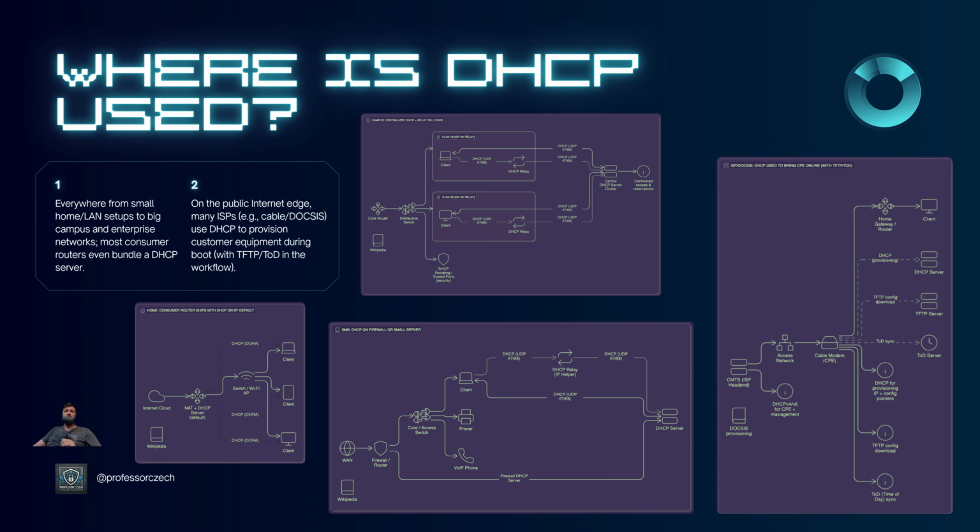Scale that up, and the same dance powers branch offices and campuses. Here, DHCP gets a gym membership: multiple VLANs, voice subnets for IP phones, and central scopes with reservations for printers and servers. Because broadcasts don't cross routers, DHCP relays or IP helpers on the layer 3 interface act like an usher, forwarding requests from each floor to a central DHCP brain in the data center. Admins sprinkle in.